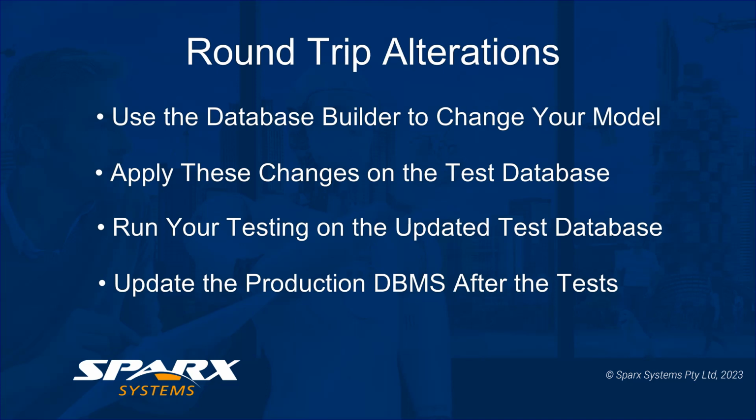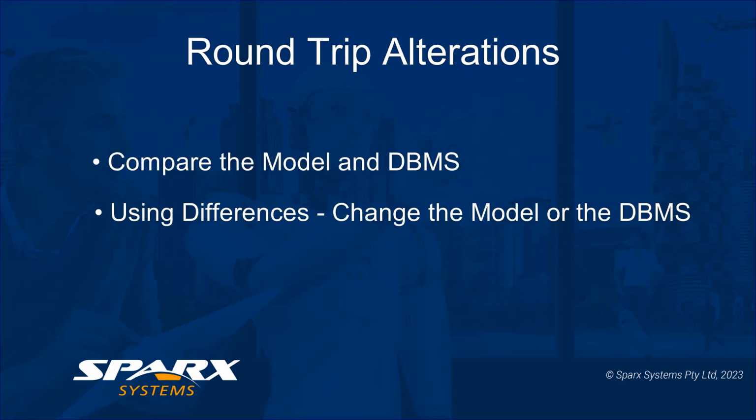For both of these update processes, test and production, you can perform a database compare between the model and the DBMS. This generates a set of differences. Then using these differences, you can set changes either in the model on the DBMS side or select the updates that you require, then execute the commands to update to either the DBMS or to update the model.